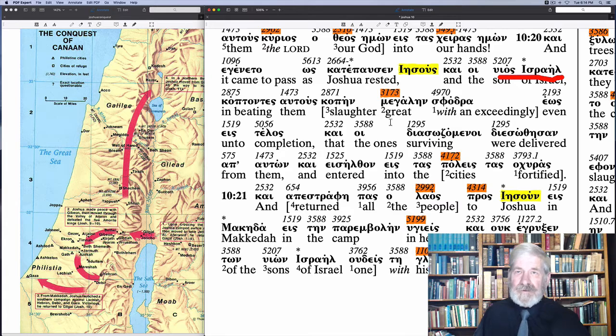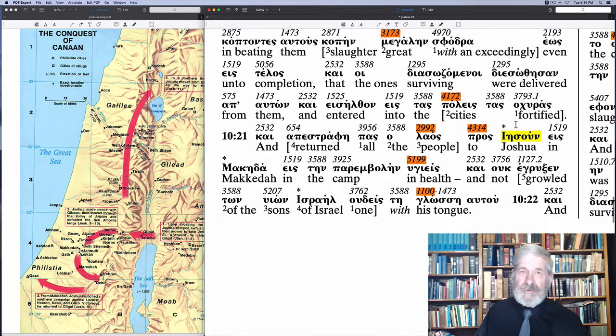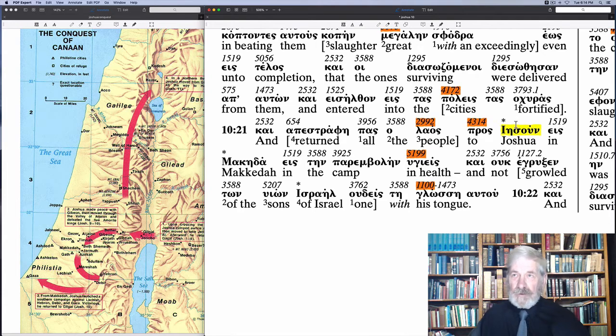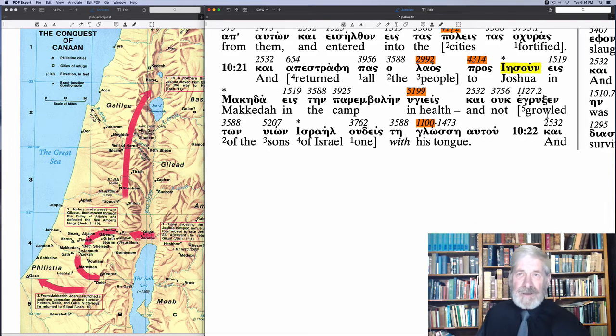And beat them with an exceedingly great slaughter, even unto completion, that the ones surviving were delivered from them and entered into the fortified cities. So a lot left and went back to the cities. And all the people returned to Esun in Makkedah, in the camp in health.